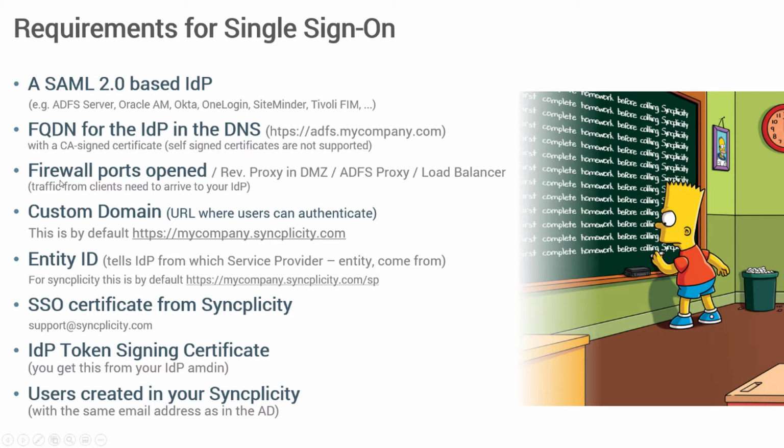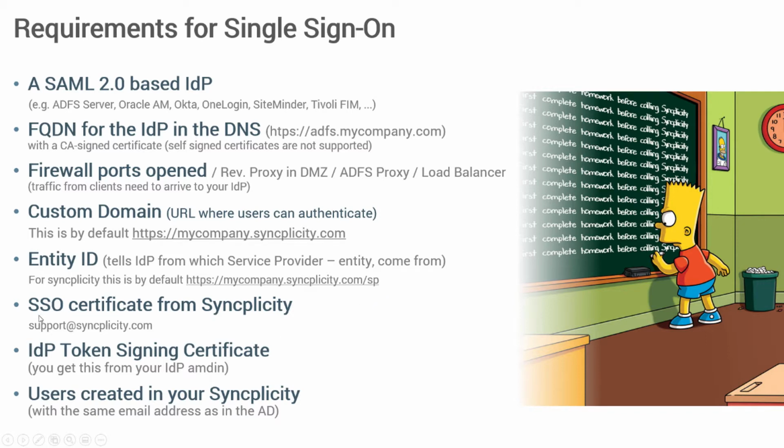Because we access this from the internet or your local network, the correct firewall ports need to be opened. Then in Syncplicity in the admin console, you register your custom domain, something like mycompany.syncplicity.com. Or if you are in Europe and you use the European orchestration, then this will be something like https://mycompany.eu.syncplicity.com. You also will create an entity ID, and that will tell the identity provider from which service provider the user comes from. So in my example, I will use https://mycompany.syncplicity.com/sp from service provider initiated.